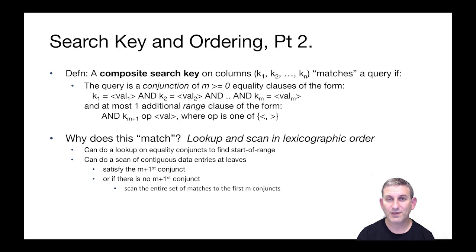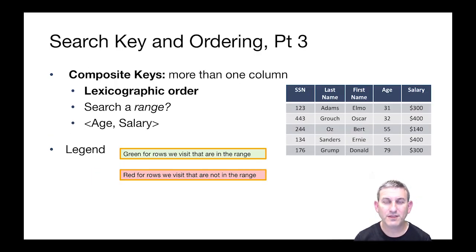I know this is kind of abstract, but let's just keep it at this level for a moment before we look at an example and ask, why would we say that such a composite search key matches the query? The answer is because the query is looking things up and scanning them in lexicographic order. Basically, we do an equality lookup on the first M equality predicates to find the start of a range. Then we can do a scan on the things that are tied for those first M predicates on the M plus first predicate from lowest to highest. So we scan all the things in the M plus first predicate. If there is no M plus first predicate, then we just return all the things that match on the first M predicates.